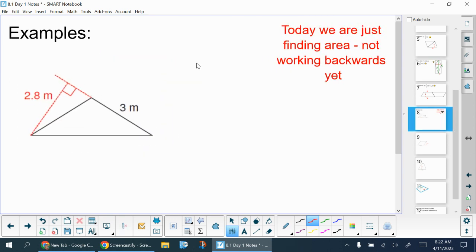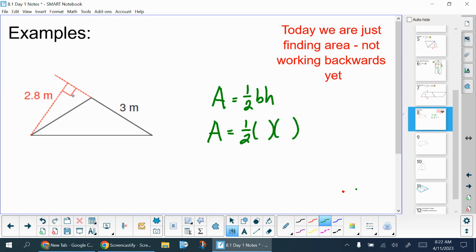There's one, it's a triangle. So if I was going to find the area of that triangle, I think it's always a good idea just to start out with writing down the area formula. So since this is a triangle, it is 1/2 times base times height. And then we've got to plug in our dimensions. So 1/2. Remember, the base and the height, the most important thing is they're perpendicular.